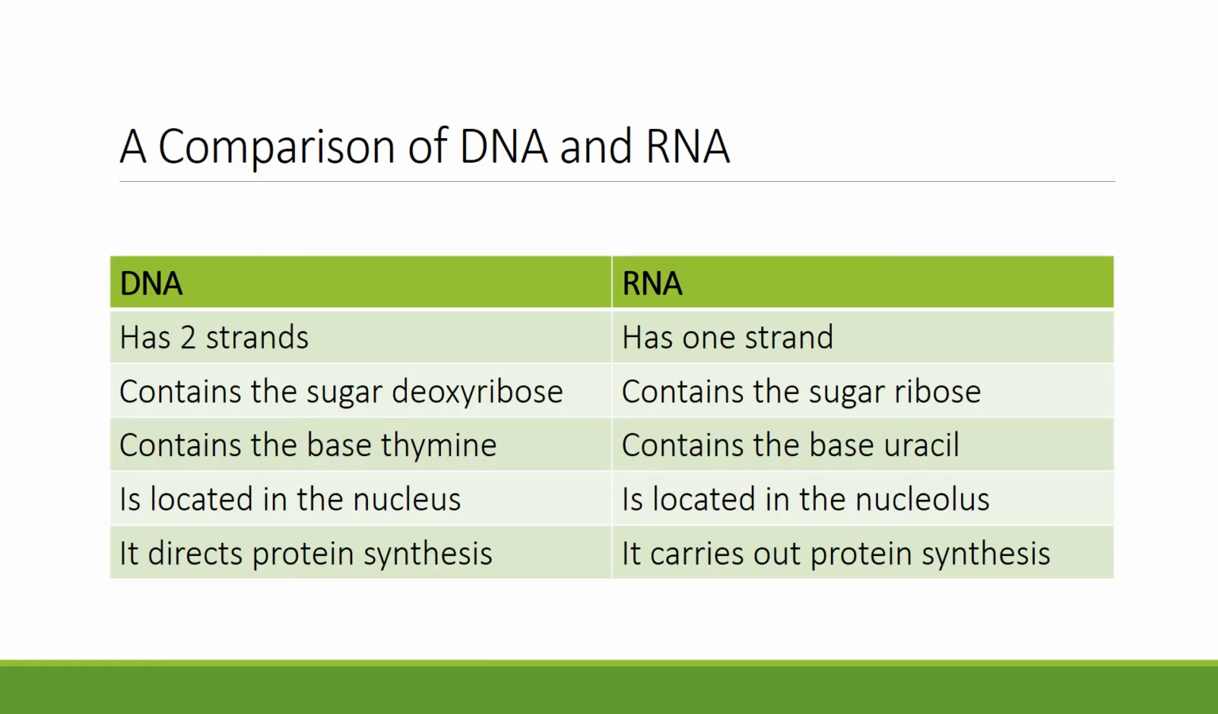Here is a table listing the most important differences between DNA and RNA. DNA has 2 strands, RNA has 1 strand. DNA contains the sugar deoxyribose, and RNA contains the sugar ribose. DNA contains the base thymine, RNA contains the base uracil. DNA is located in the nucleus and RNA is located in the nucleolus. The job of DNA is to direct protein synthesis, and the job of RNA is to carry out protein synthesis. Be sure you know these differences.